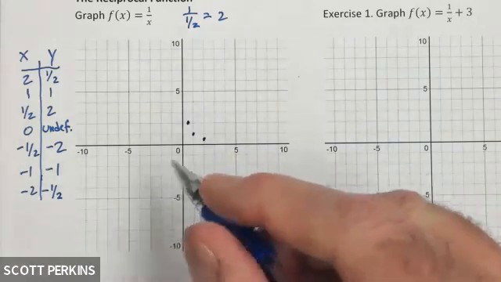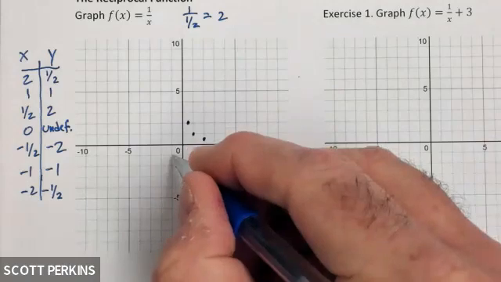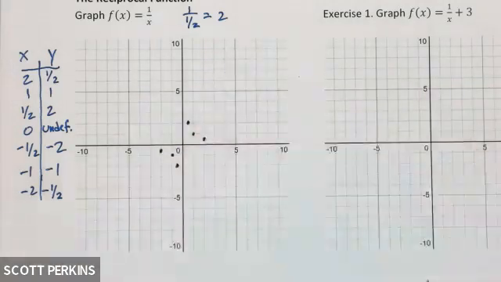So now the same thing backward. When I go back 1/2, I go down 2. When I go back 1, I go down 1. And when I go back 2, I go down 1/2.